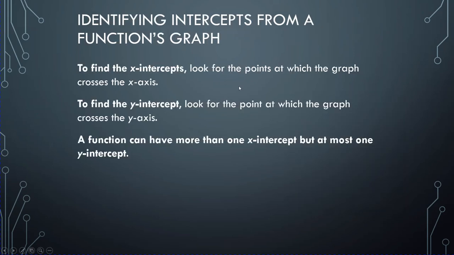All right, let's do the last thing here, talking about identifying intercepts from a function's graph. Okay, to find x-intercepts, just look at the point where the graph crosses the x-axis. To find the y-intercept, look for the point where the graph crosses the y-axis, excuse me. And this is important, this is just for a function. A function can have more than one x-intercept, but can have at most one y-intercept. Okay, so it can only have up to one y-intercept, but it can have multiple x-intercepts.